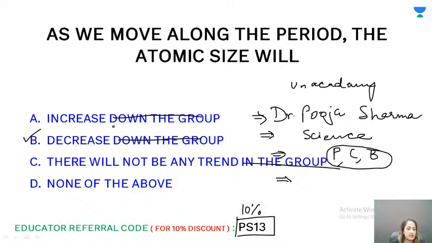Okay, the nuclear force, that is called the nuclear force, Anuj, that attracts the electrons.